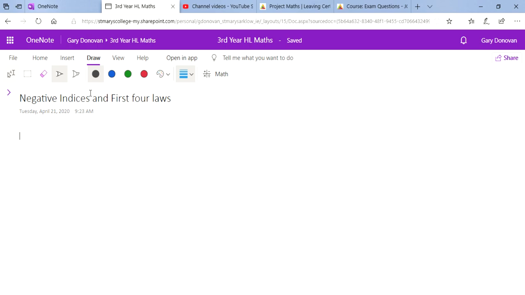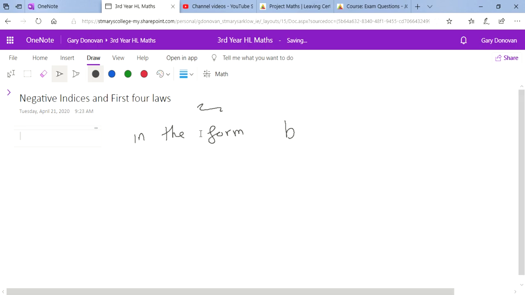Well, an indice is any number in the form b to the power of n. Now, examples would be 2 to the power of 5 or minus 3 to the power of 6. So any number in that form is what's known as an indice, or it's in index form.